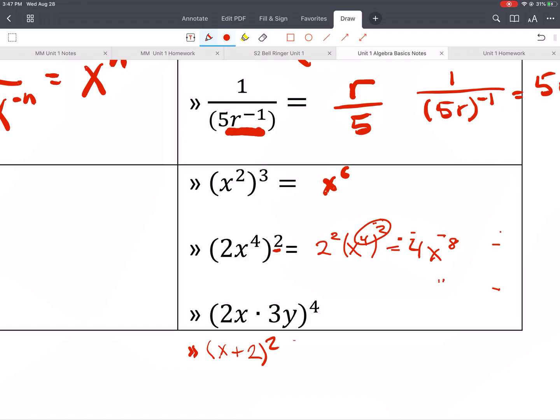Okay, the next one, so like we said before, if we have numbers in front of our bases, we can multiply that. So that could be the same as 6x times y all to the 4th. And then remember that this exponent of 4 goes to all of those. So 6 to the 4th, x to the 4th, and y to the 4th. Okay? And then you could plug 6 to the 4th to figure out what that is.